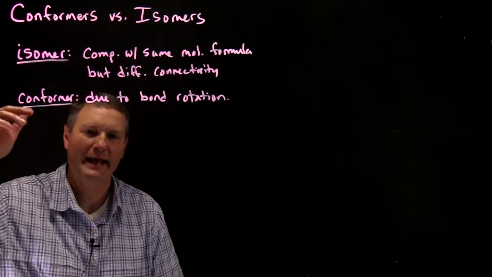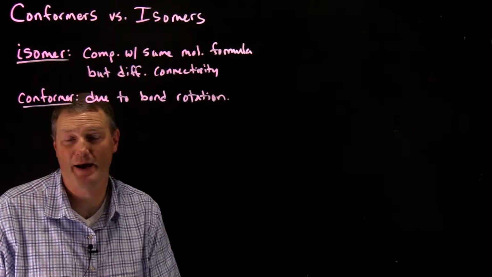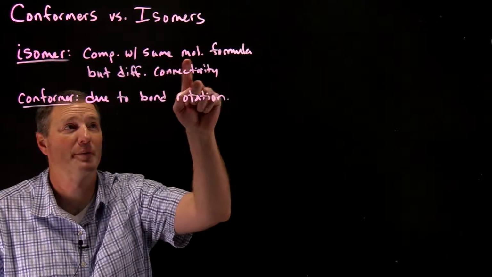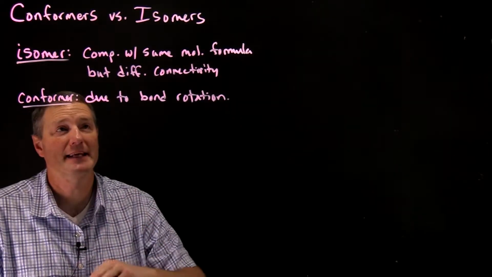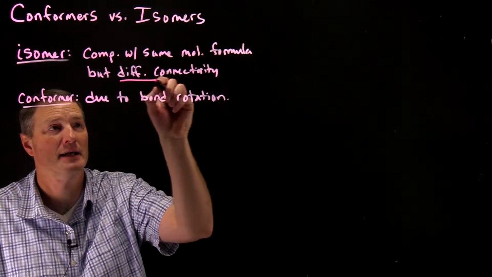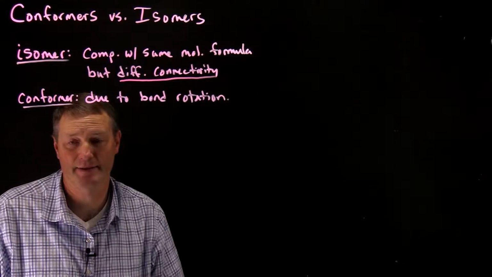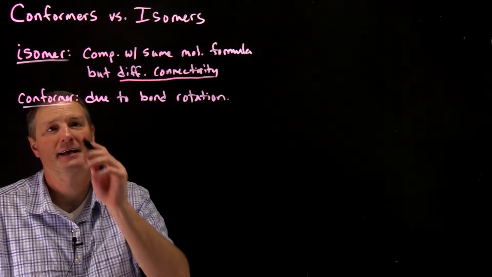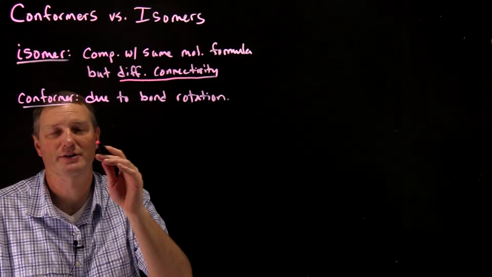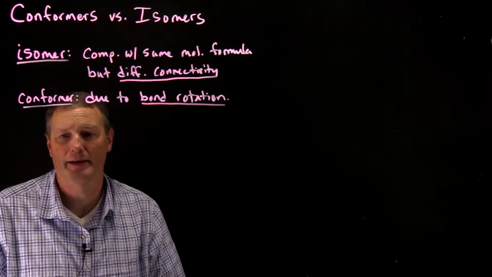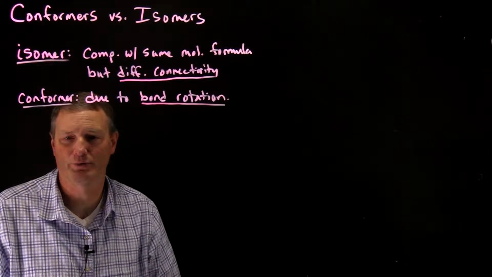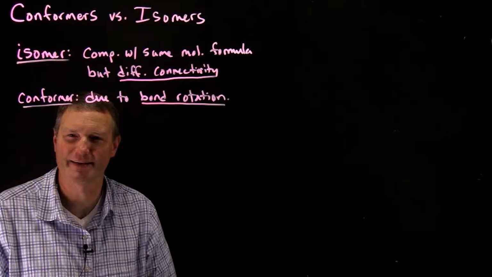Isomers are two different compounds that have the same molecular formula, so the same number of carbons, hydrogens, and other atoms. But the key here is they have a different connectivity of the atoms. Conversely, conformers, or different conformations, are simply due to bond rotation. And in a couple of examples I'm going to do, hopefully this will highlight the differences between them.